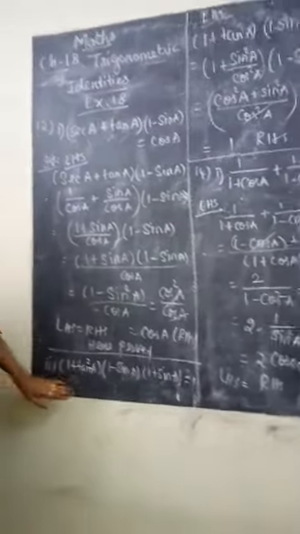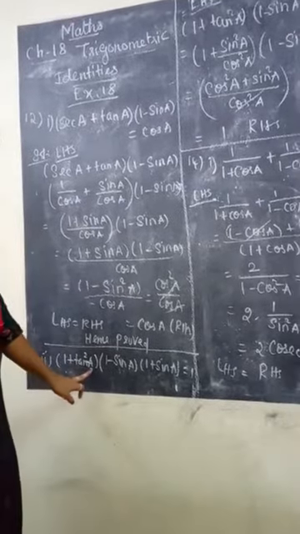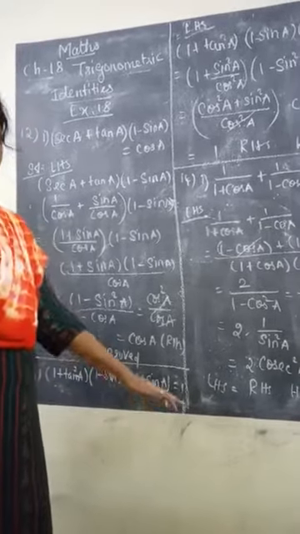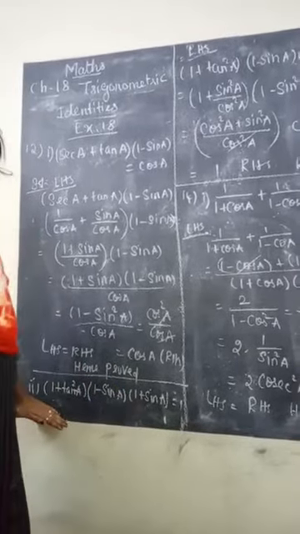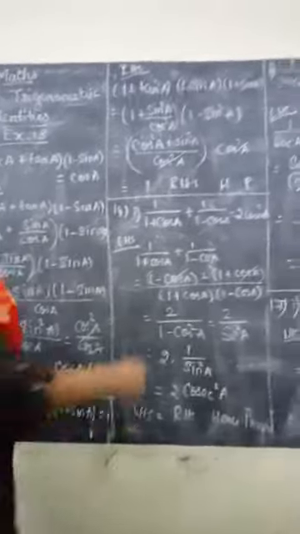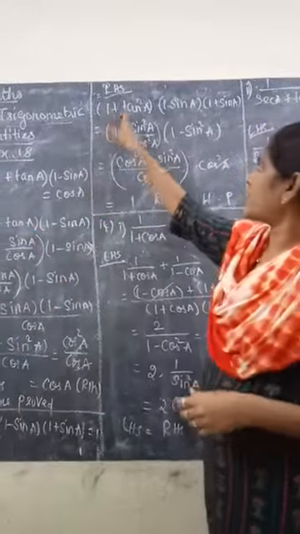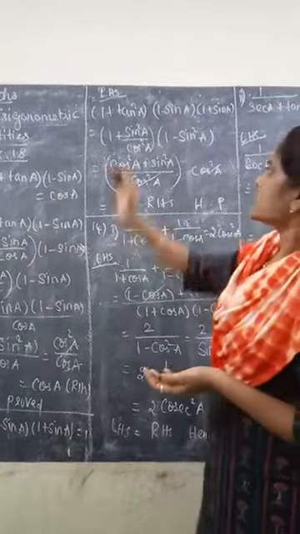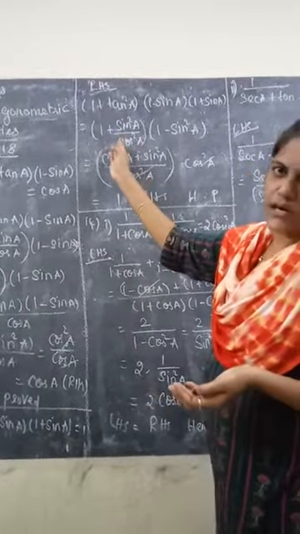See the second sum. (1 plus tan squared A) into (1 minus sin A) into (1 plus sin A) is equal to 1. We need to prove the left hand side value is equal to 1. See how we prove this. Listen, 1 plus tan squared A. How we convert tan? Sin by cos. So 1 plus sin squared A by cos squared A.